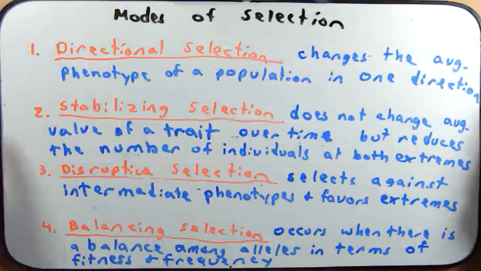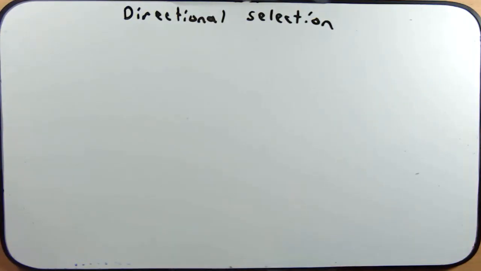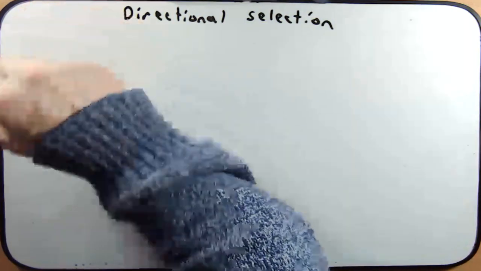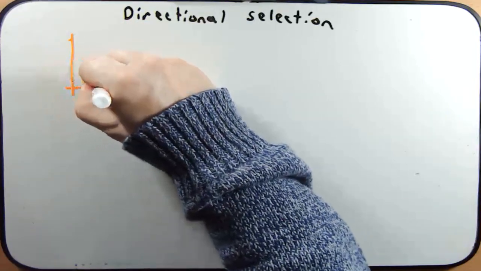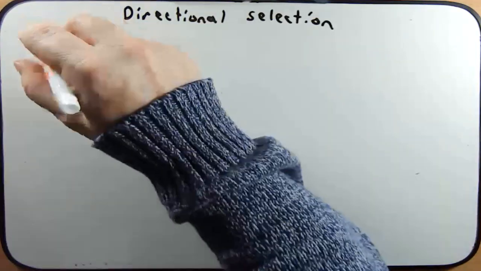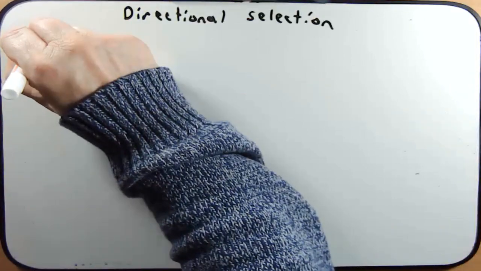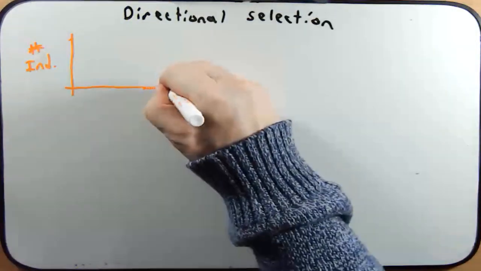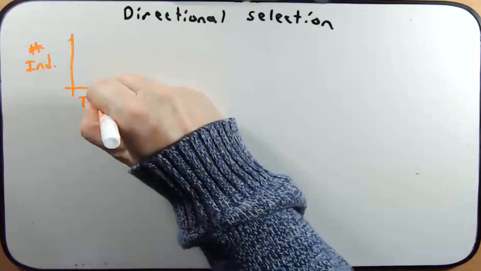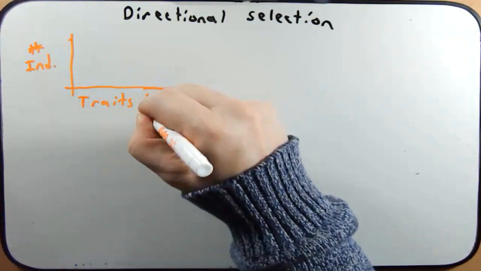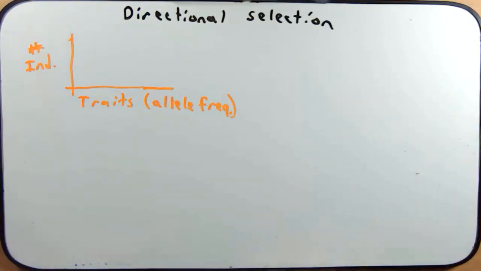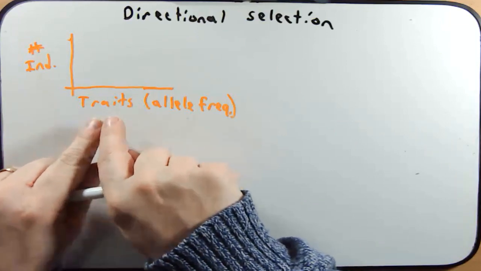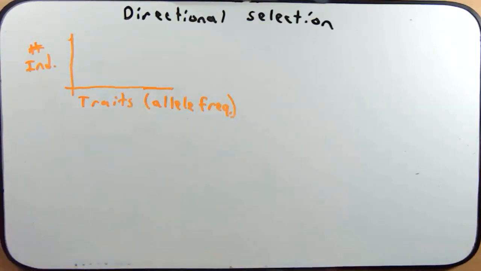Okay, so now let me go over each of these four in a little bit more detail. Let's talk about directional selection. As we talk about each of these selection patterns or modes, we're going to refer to a very common graph, where on the vertical axis we have the number of individuals. Along the horizontal axis, we think of this as the traits, or the phenotypes we might say. Or we could also think, and maybe more appropriately, of this as allele frequencies. The number of individuals in that population with a particular trait is linked to the allele frequency.